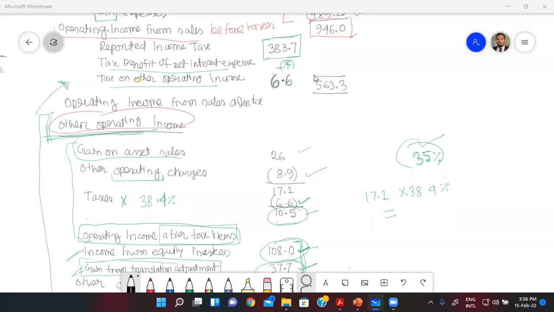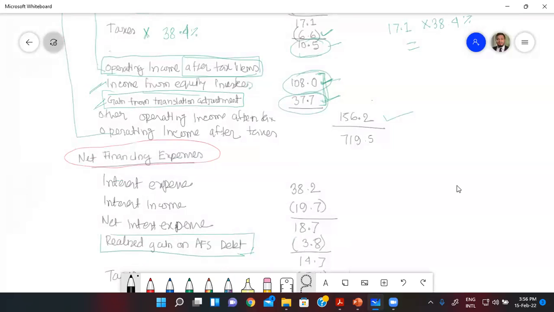Why is it minus? Because we like to separate out the tax consequences of other operating income from the reported tax amount, which is 383.7, right? So that's why it is negative. Okay, next, so let's proceed.